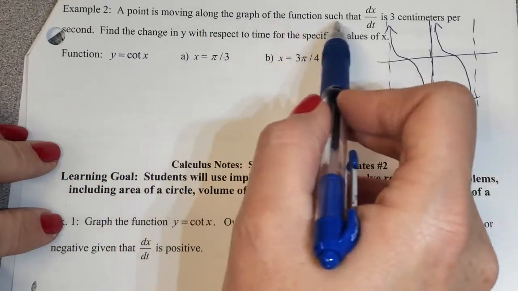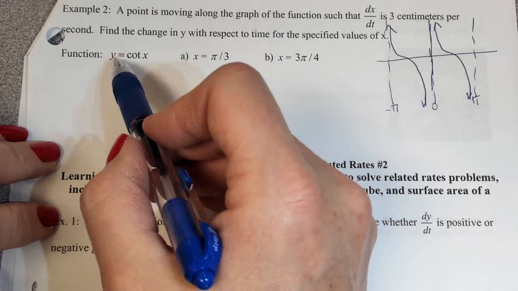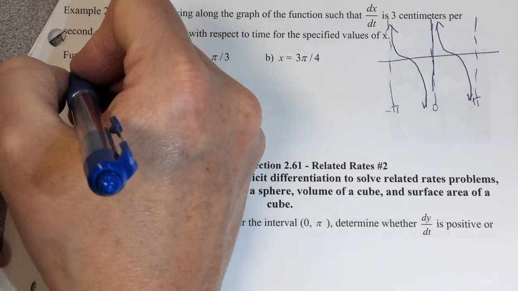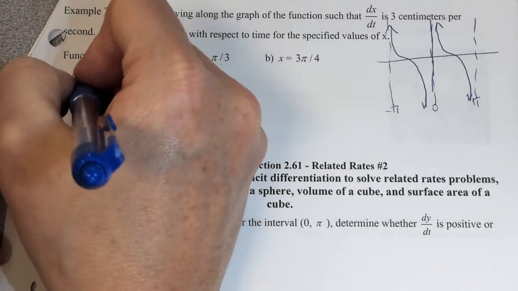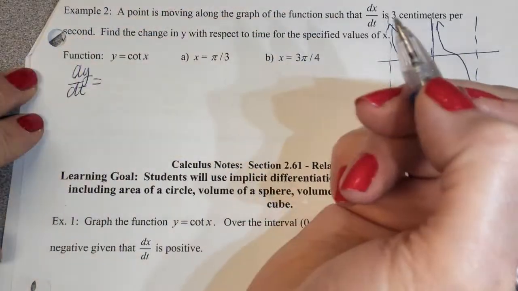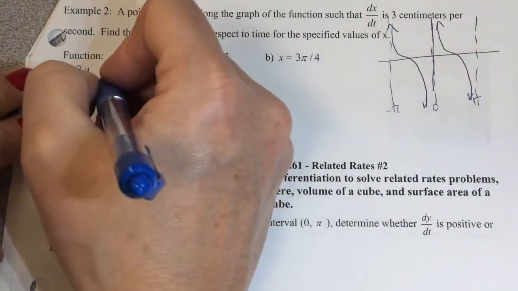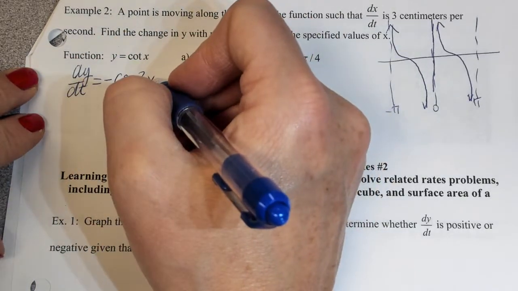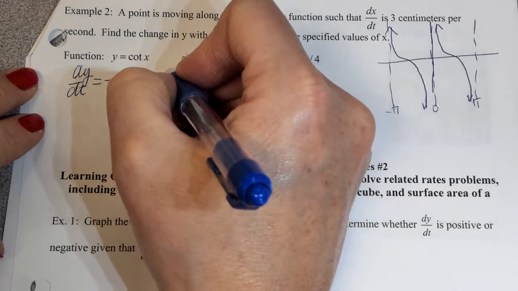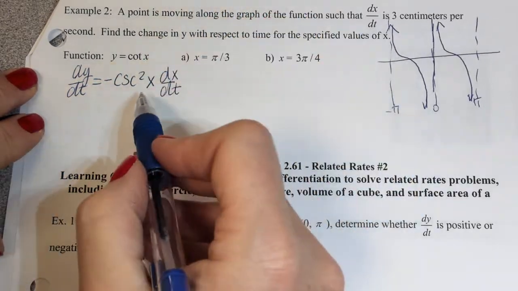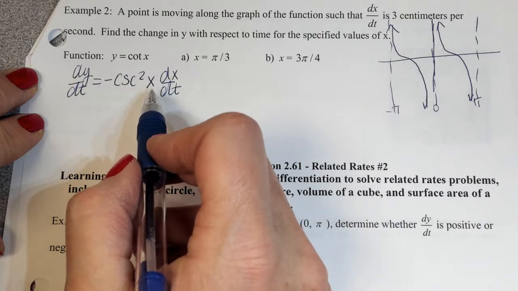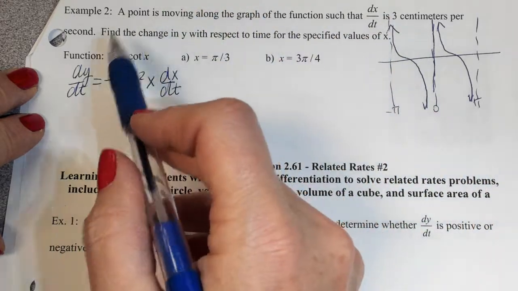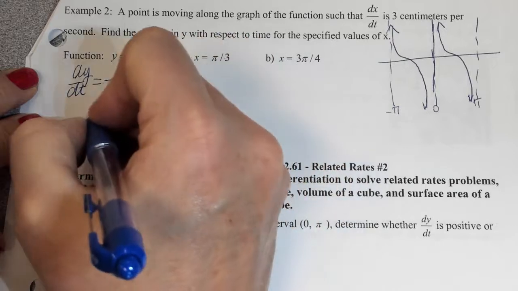So in order to find dy/dt, I have to take this derivative with respect to time, not x. What's the derivative of y? dy/dt. What's the derivative of cotangent? Good. Some of you are starting to memorize that. Negative cosecant squared x. And then what do I have to put after it? dx/dt. That's because I'm not taking the derivative with respect to x. It's with respect to time. So now I have to plug in 3 for my dx/dt.